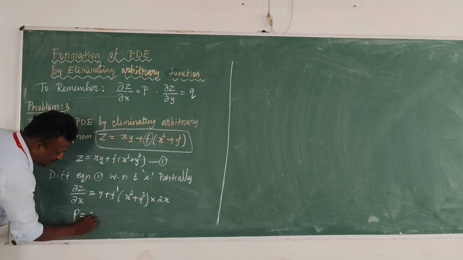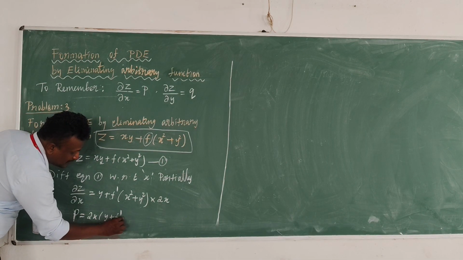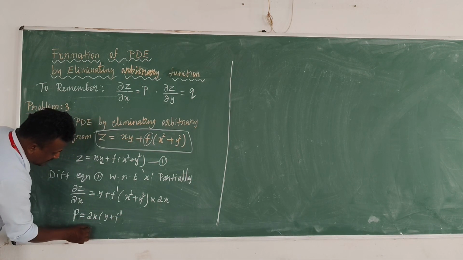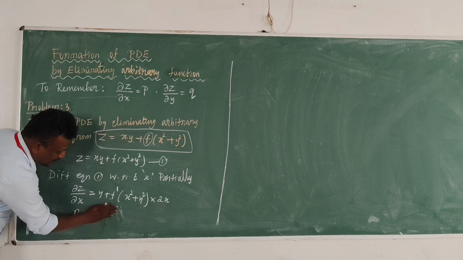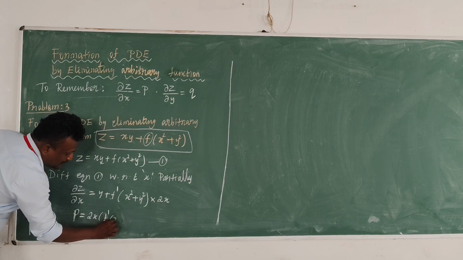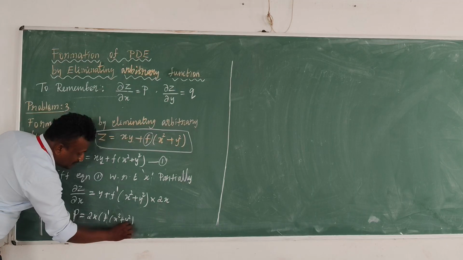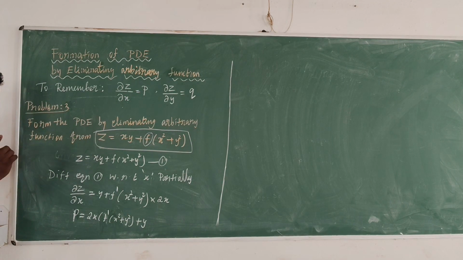Now it is 2 times x of y plus f dash of (x square plus y square) times 2 times x, plus 1, right? So from this, what you have to find out?